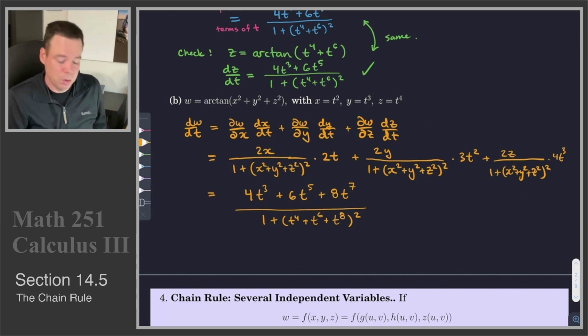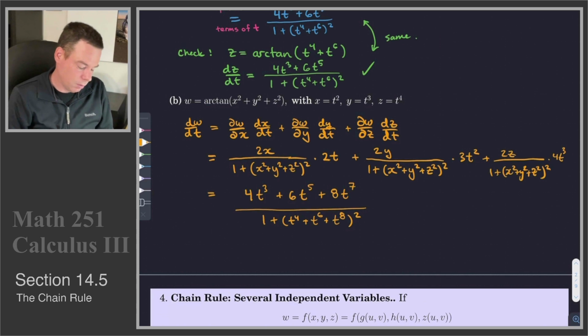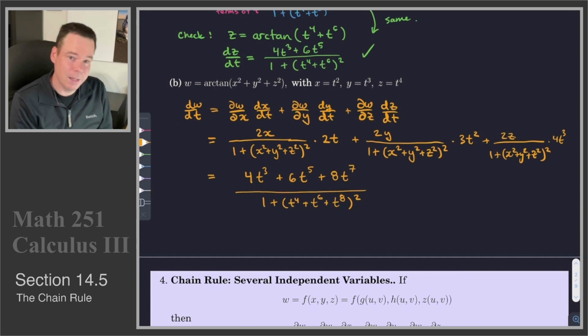And again, we've done it using the chain rule, but you could do your check here in this case. You could do the substitution first and then treat it as a derivative of a single variable function, and you'll get the same result. Okay, so now that's the first chain rule.